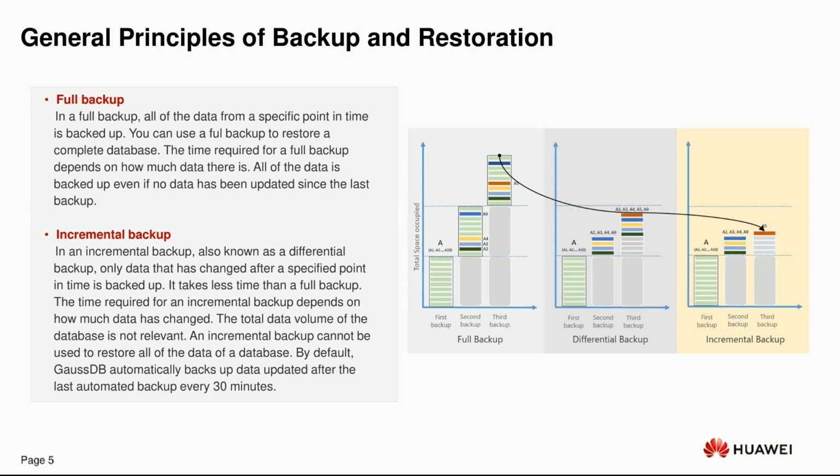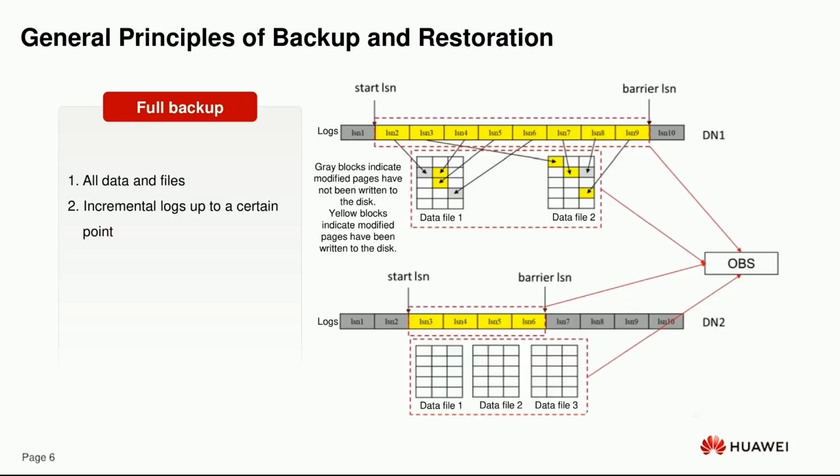That is to say, an incremental backup is always based on a full backup. An incremental backup cannot be performed based on the full backup that has been used for a full restoration. To perform an incremental backup after the full restoration, perform a new full backup first.